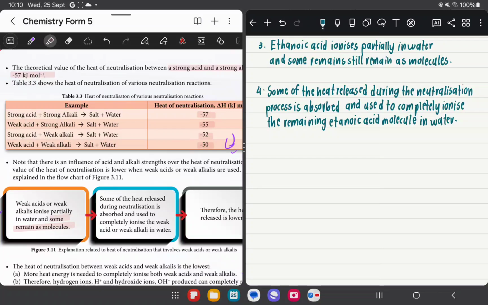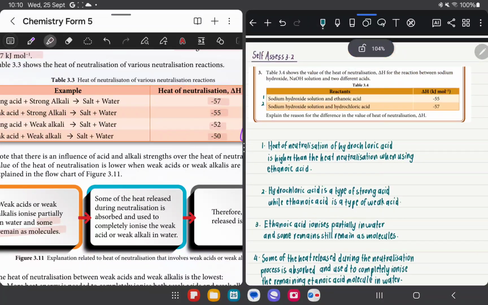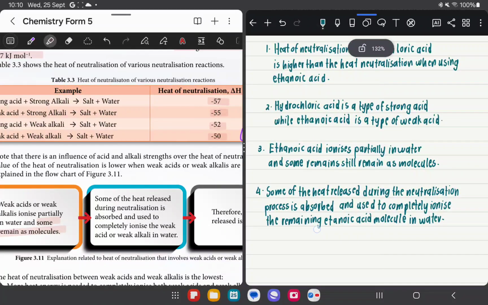Okay, the difference between this one and this one is dia tak masukkan nama. Like ni I masukkan the nama. Why? Because soalan dah bagi ethanoic acid, dia dah bagi clearly what is the weak acid. So you cannot say the weak acid. Nanti pemeriksa akan tanya which weak acid. Weak acid ada banyak. Okay, so this is how you should answer. So this is the 4 compulsory points that should be there.